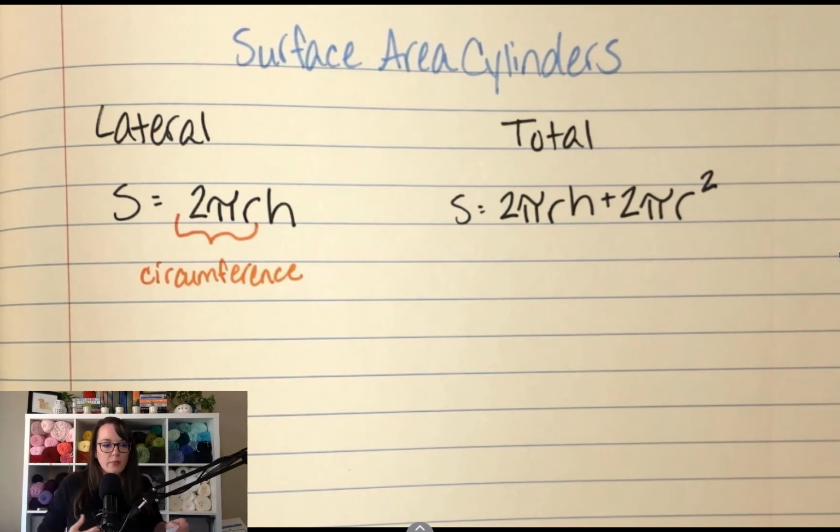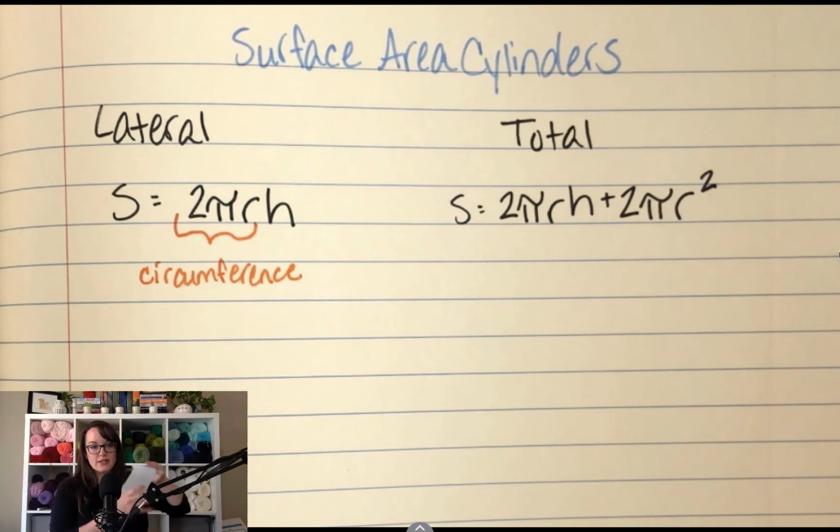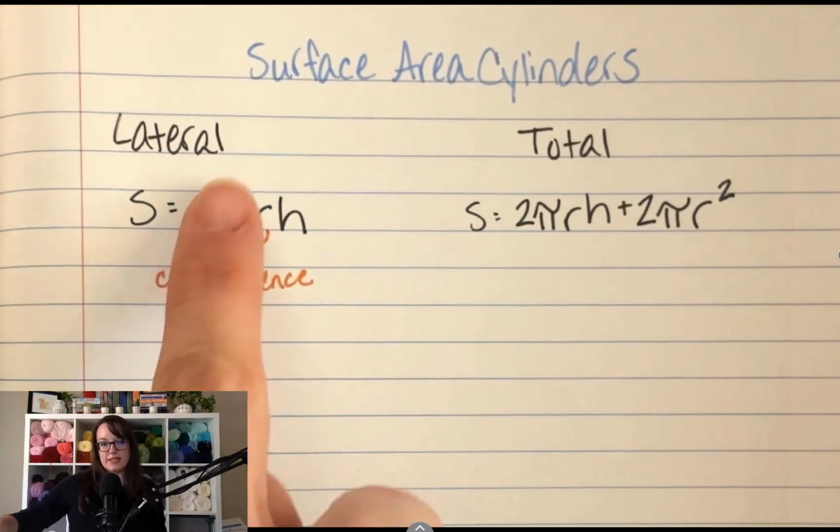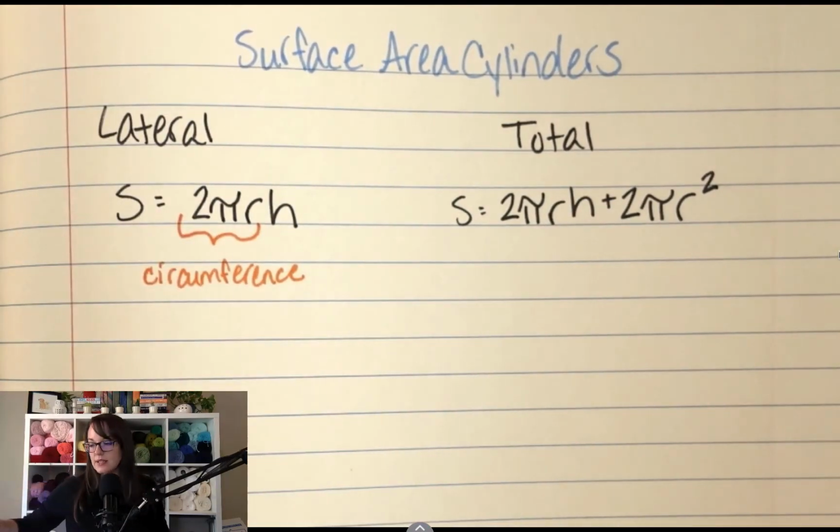So much like with prisms, instead of saying perimeter, we say circumference because it's a circle. And then the distance between the circles, I'm going to go this way. So there we go. So the distance between the circles is this h piece. And when you open it up, you have a rectangle. So you get circumference times height of the cylinder. Now over here, remember this is lateral, not the bases.